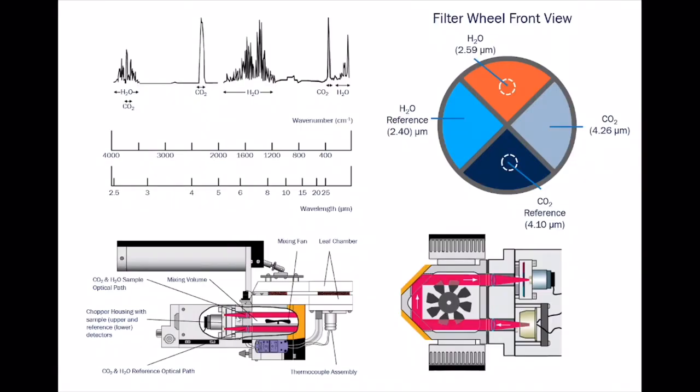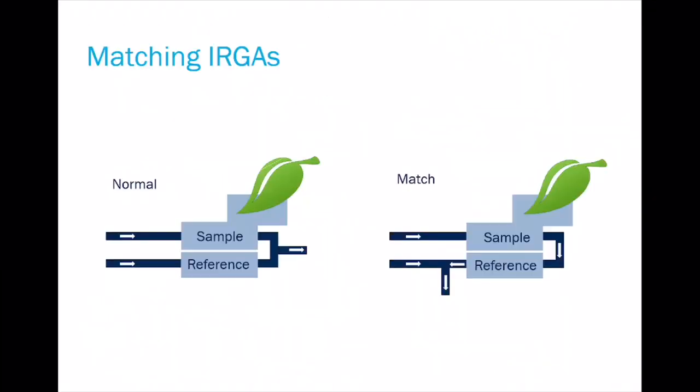And here you can see the analyzers stacked on top of each other. The sample analyzer is on top, the reference analyzer is down below. Because we have two different analyzers, we need to have a way that we can match their readings. So that is what match mode is.